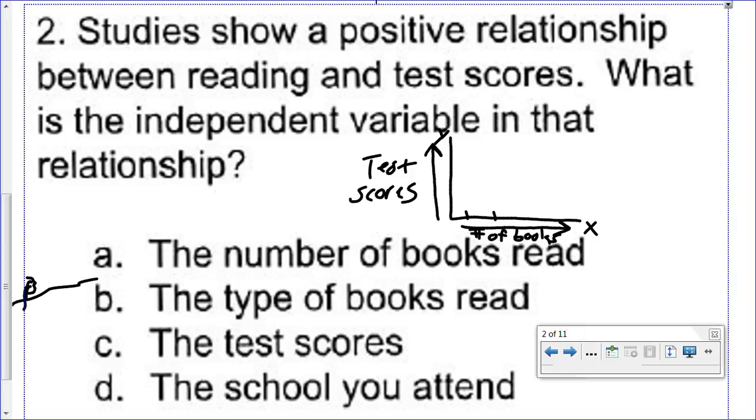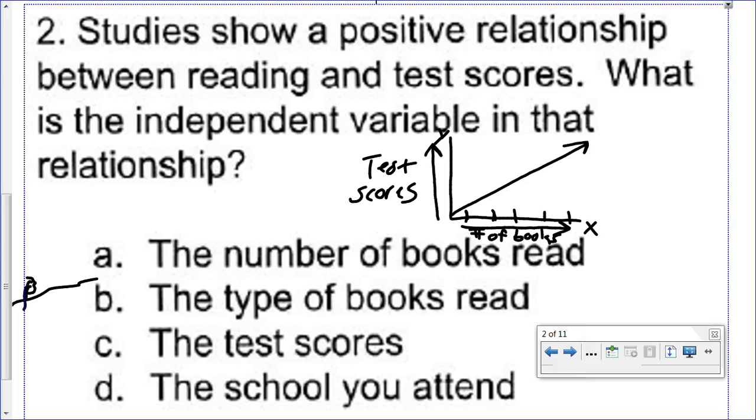as you read, so that's 1 book, that's 2 books, 3 books, 4 books, 5 books. Obviously, as you read more books, you're going to do better on tests. So that's what a positive relationship looks like. It slopes up from left to right. Okay? So hopefully that's enough to answer that one. As far as hopefully you're getting the idea of independent and dependent variables.